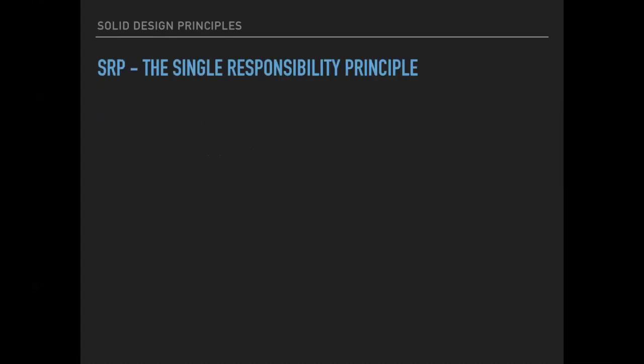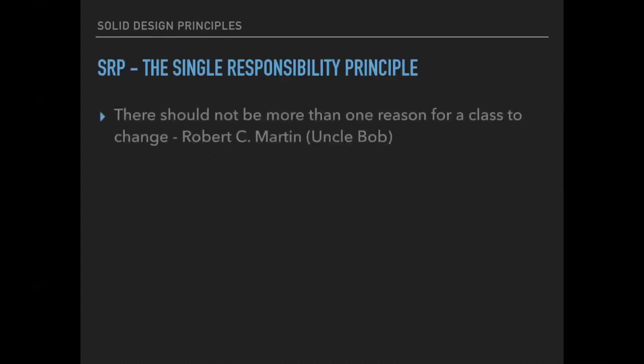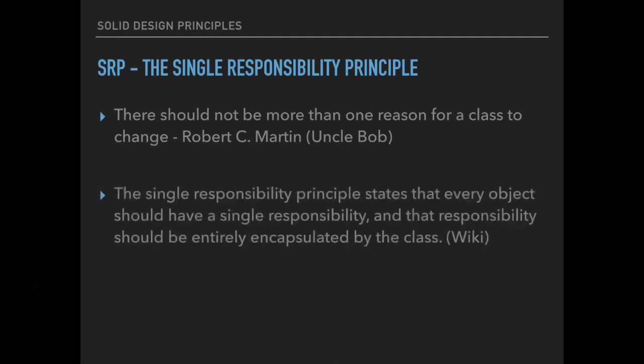We'll begin with the single responsibility principle. There should not be more than one reason for a class to change. This statement was given by Uncle Bob, where he says you should not have more than one reason for a class to change. Okay, we have a Wikipedia definition. The single responsibility principle states that every object should have a single responsibility. So that's why it is named as single responsibility principle. And responsibility should entirely be encapsulated by the class.